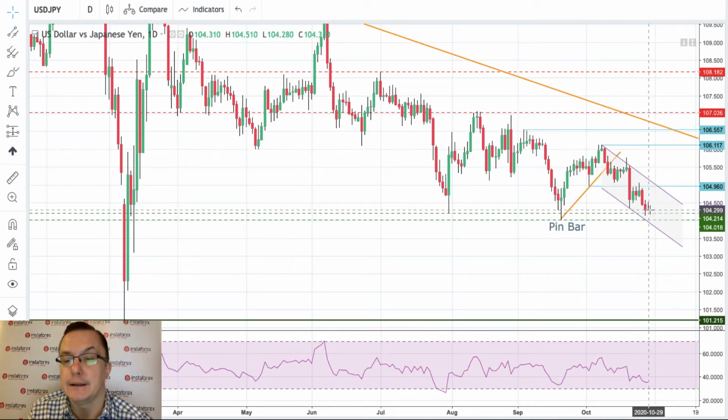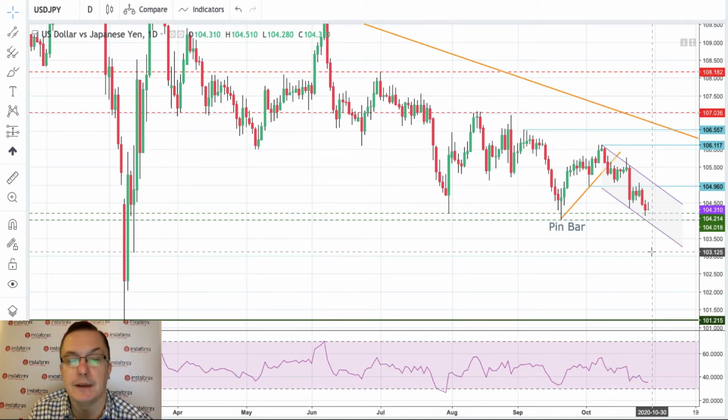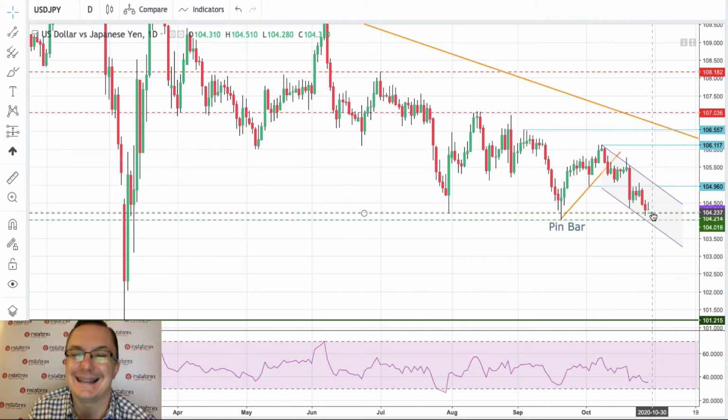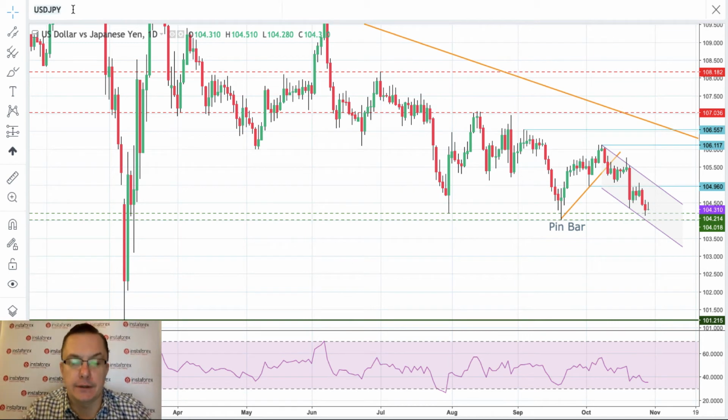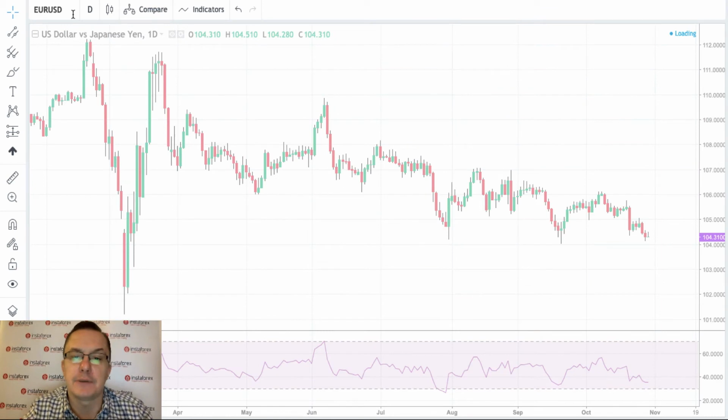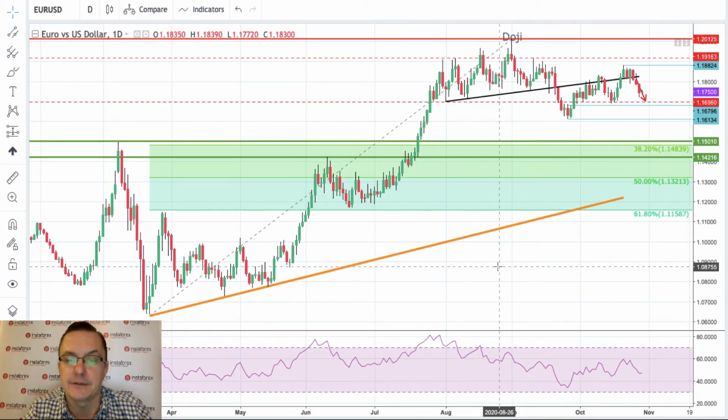So please pay attention to this technical support, because then we got some minor support at 103.12, but this is almost nothing. And as you can see, the price behaved very dynamically here. The sell-off was very aggressive, so it might happen again, especially as the global pandemic is getting worse. So that's the outlook for the Japanese yen.